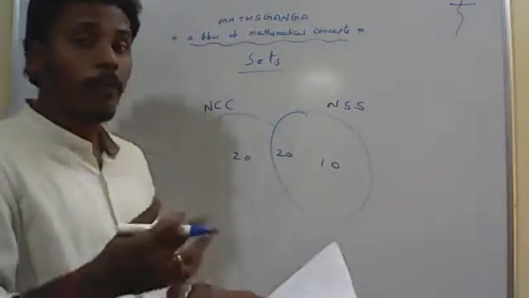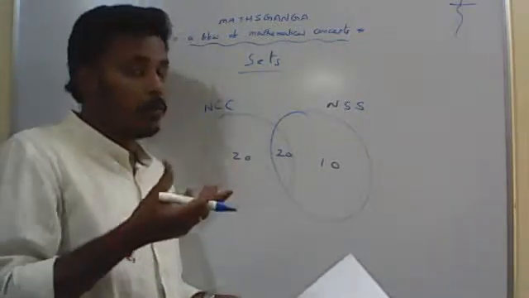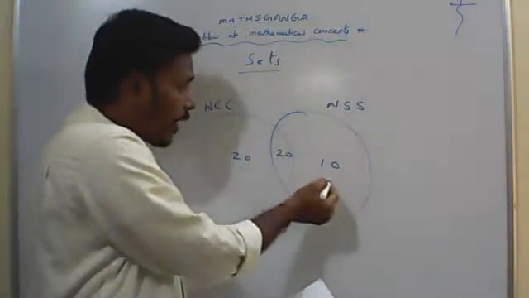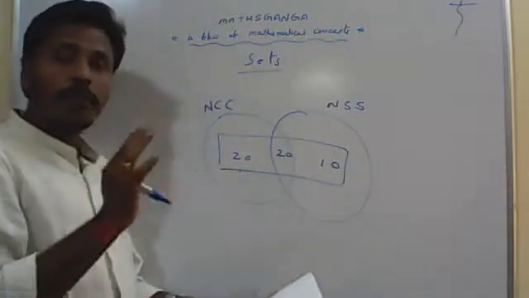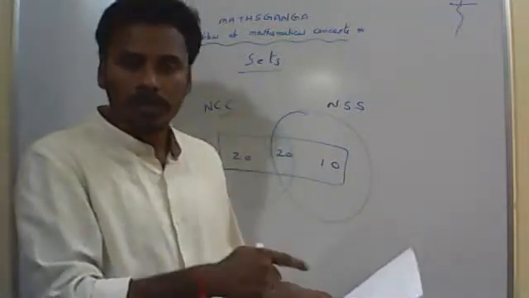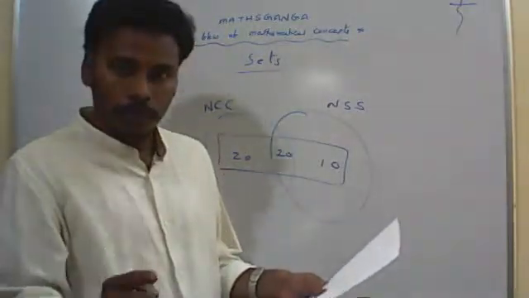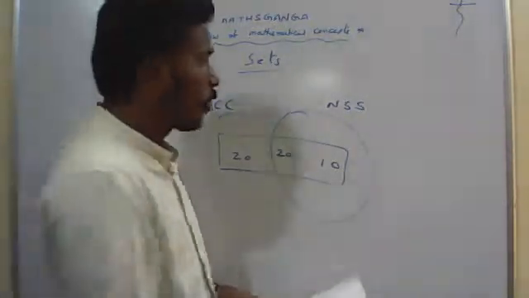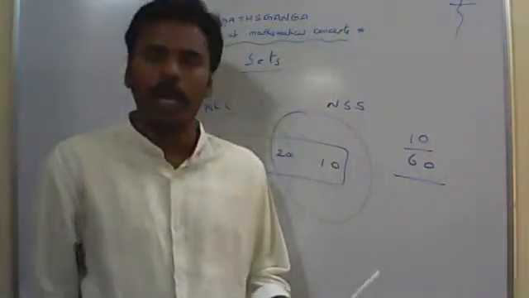Then as per the question, the probability that the student has opted for none of NCC or NSS. We need to give a probability. Probability means, in the denominator we have the total number of chances, and in the numerator we have favorable chances. See, 20 for both, 20 for only NCC, 10 for only NSS. If you add these 3 values, we get 50. So 50 students opt for either NCC or NSS. Out of the total 60 students, 10 students don't opt for any of those. So our probability is 10 by 60, and your answer is 1 by 6.